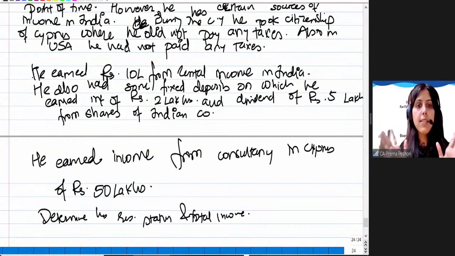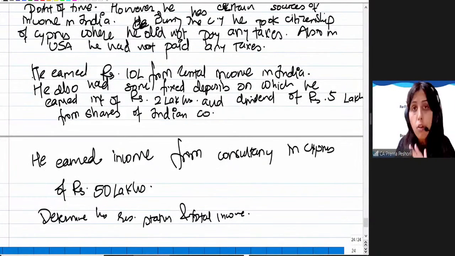Clear? Now, somebody has asked me, what is income from a business controlled in India? Say, for example, you are carrying out business in Germany, but you are managing it from India. Or you have some partner who manages it, but it is being controlled from India. If the operations are being directed from India, though carried on outside India, it will be considered as income derived from business controlled from India. Clear?